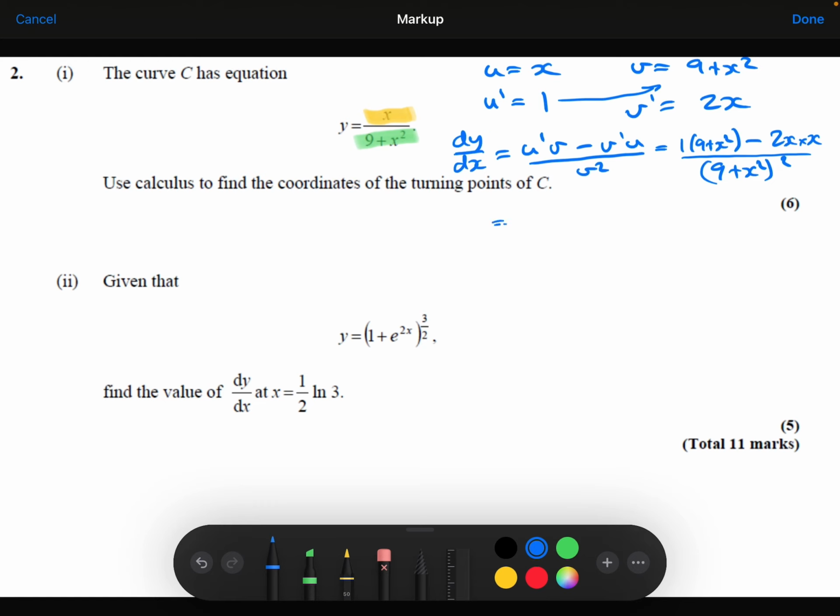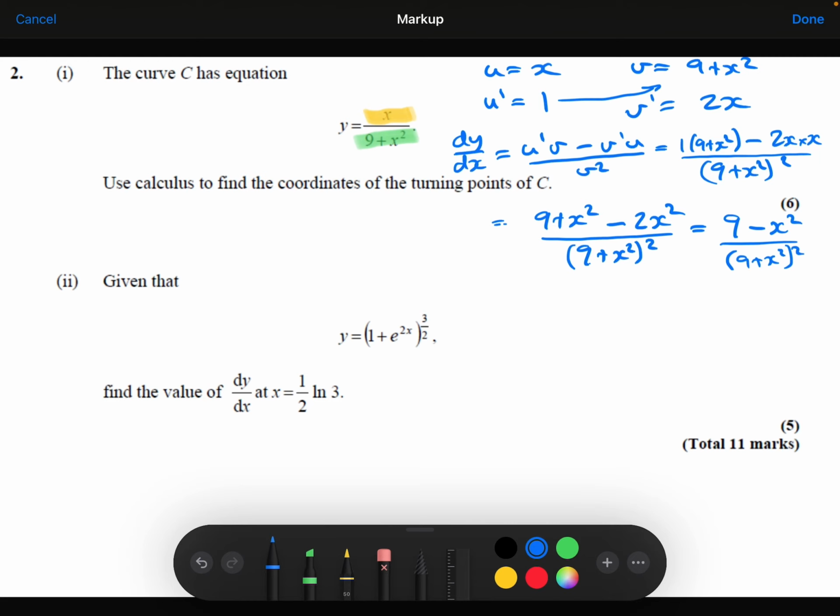Expanding those brackets and simplifying, so the 1 times 9 plus x squared is 9 plus x squared. Then we have minus 2x times x is minus 2x squared. And I'll leave the denominator as it is. The numerator simplifies a little bit more because we can collect up those like terms. The x squared minus the 2x squared is minus x squared. So this is my gradient function.